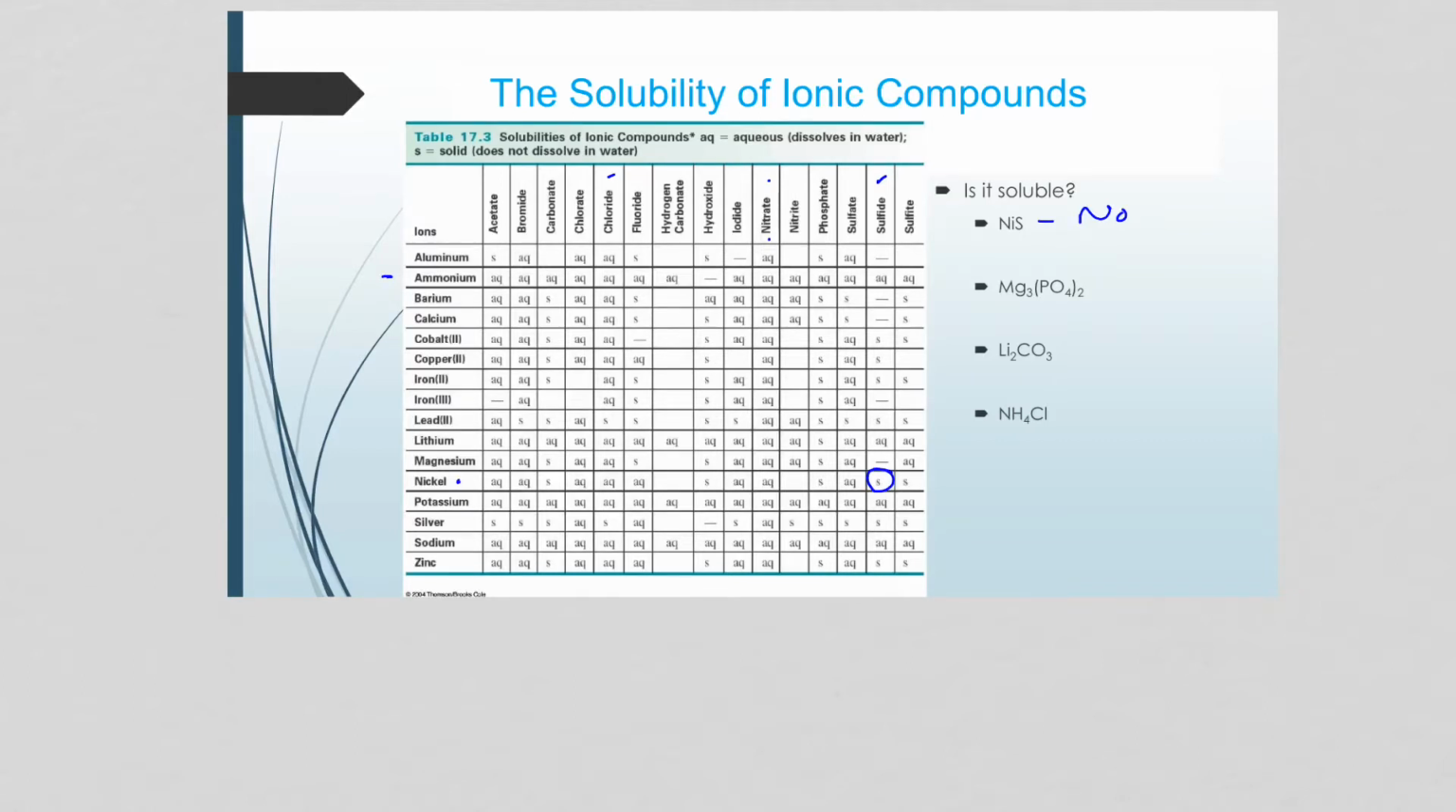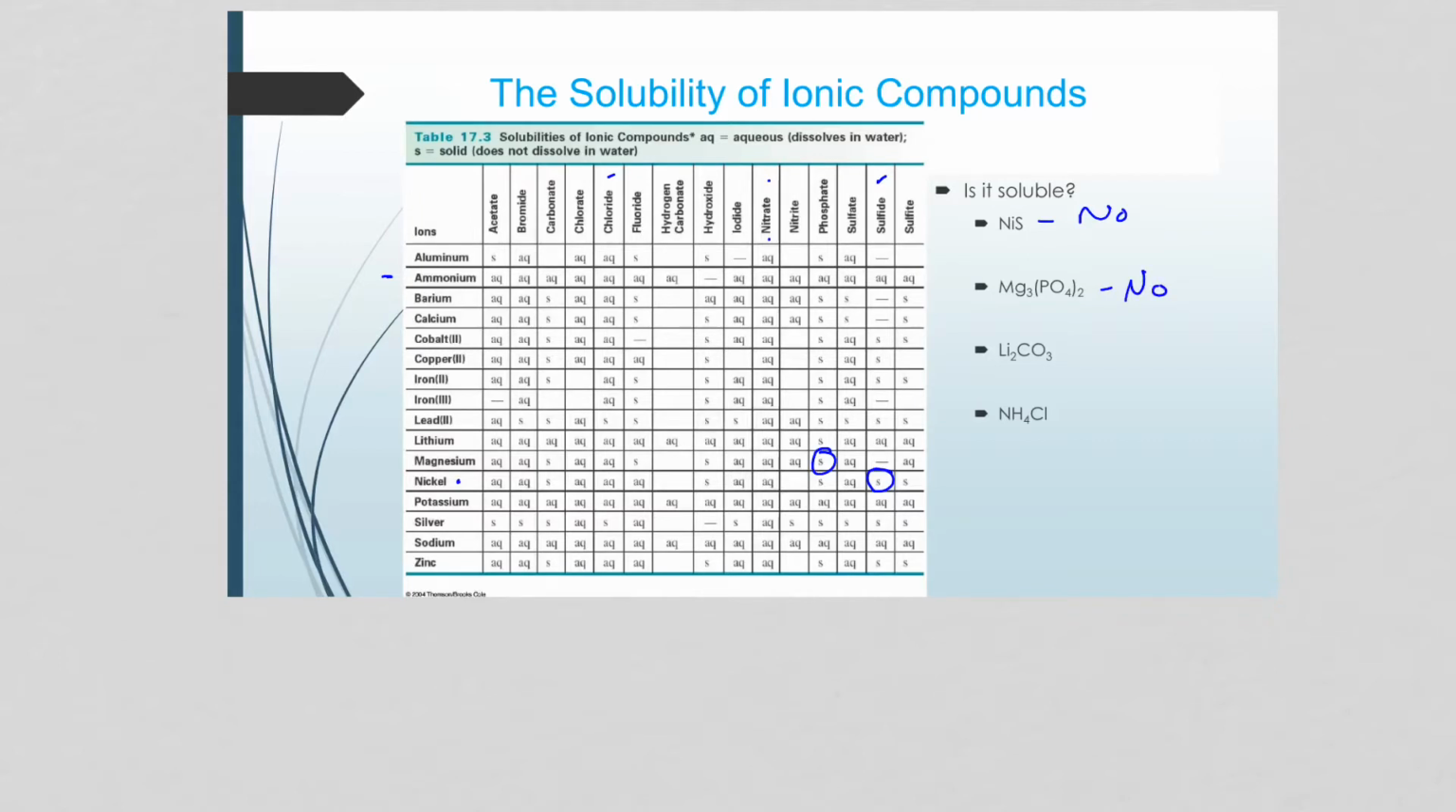Okay, how about magnesium phosphate? So again, I'm going to find my negative ion, my phosphate, and I'm going to go down. I'm going to look for where magnesium is, and I find magnesium right here. And again, the combination of magnesium and phosphate is a solid. Now, I might point out as I'm looking at phosphate here, phosphate doesn't tend to form many soluble compounds, right? Again, you start to see patterns.